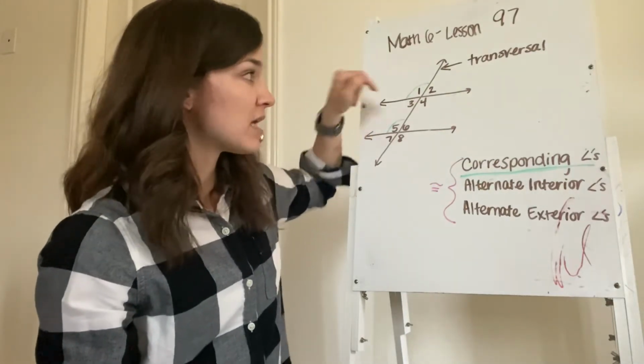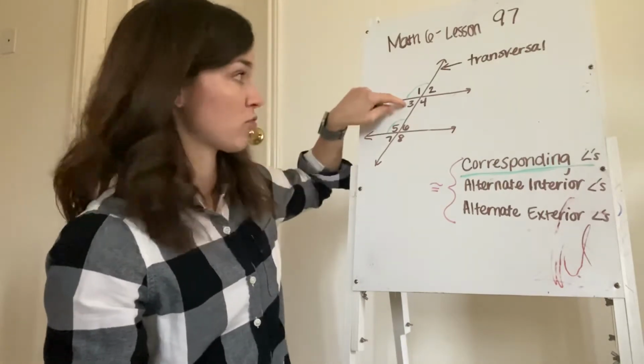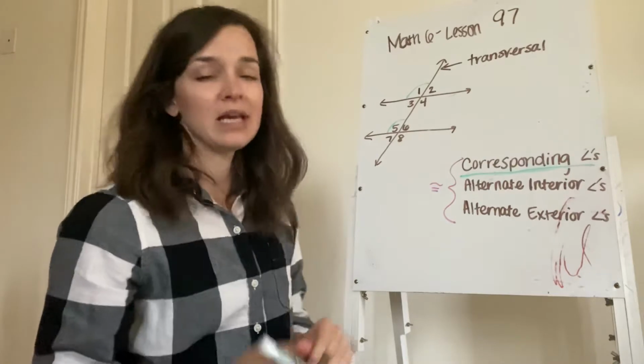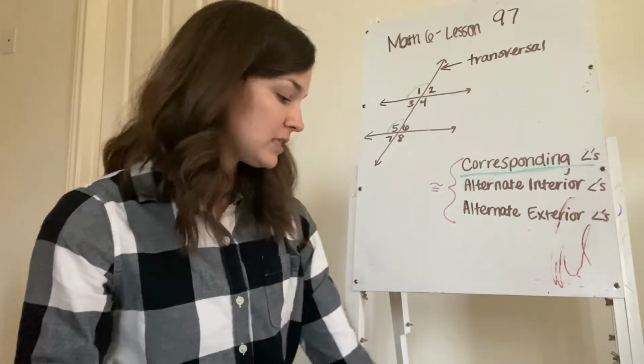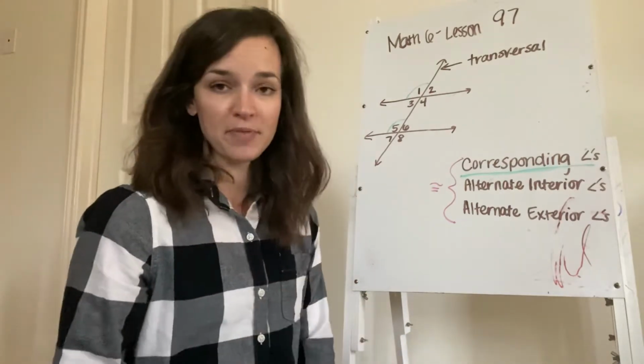So another example could be 2 and 6 are in the same position, or 3 and 7 are both in the same position. So all of those would be examples of corresponding angles. Okay, alternate interior angles is another relationship that we have here.